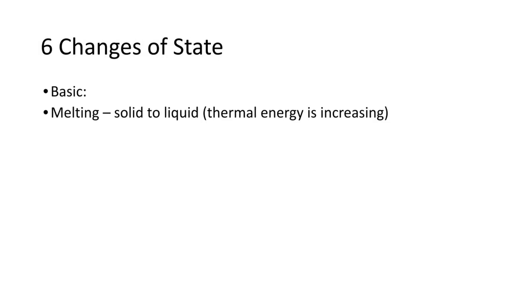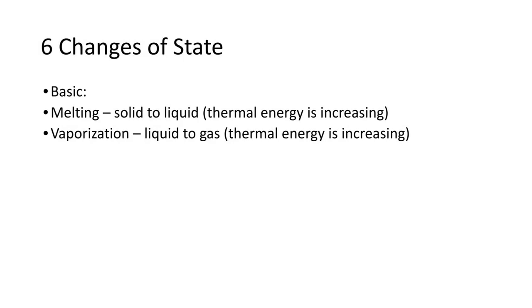There are six changes of state that you have to be aware of. Most of them you will hopefully have already heard of before. There are four basic changes of state. The first is melting, and that is when a solid turns to a liquid. If thermal energy in a solid increases enough, it can actually melt the substance. Vaporization is the term that we're going to use for liquid becoming a gas. And again, we are starting off with a liquid. If you increase the thermal energy, you can get the liquid to vaporize and turn into a gas.